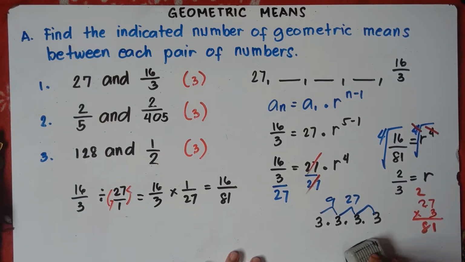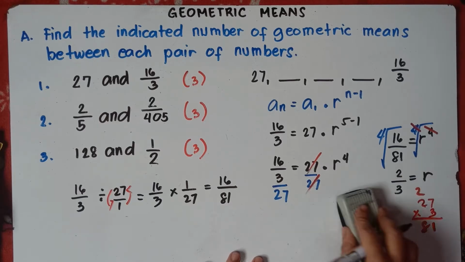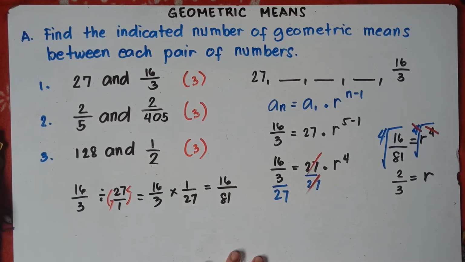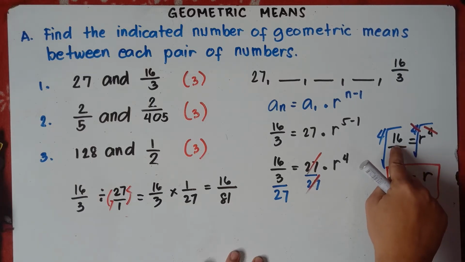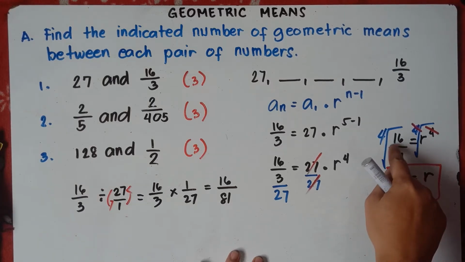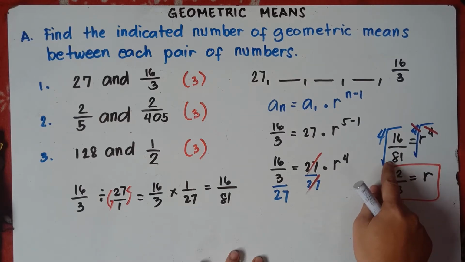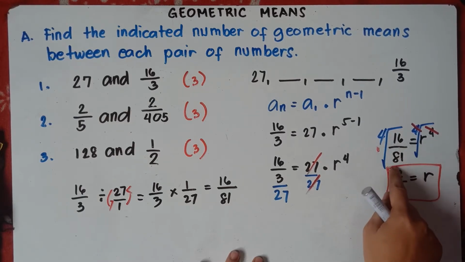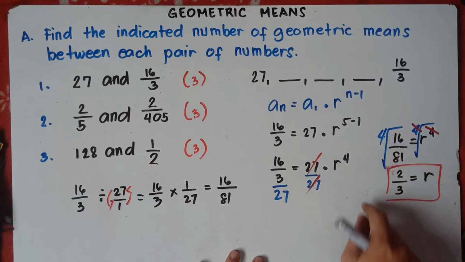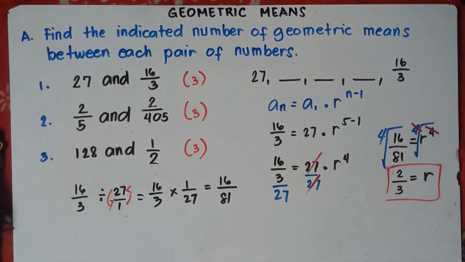So therefore, the ratio is 2 over 3. So that's the ratio, class, 2 over 3. How do you get this one? Get the fourth root of 16. You think of a number that when you multiply it by itself 4 times, you will get 16. That's 2. You think of a number that when you multiply it by itself 4 times, you get 81. That is 3. So the ratio is 2 over 3.